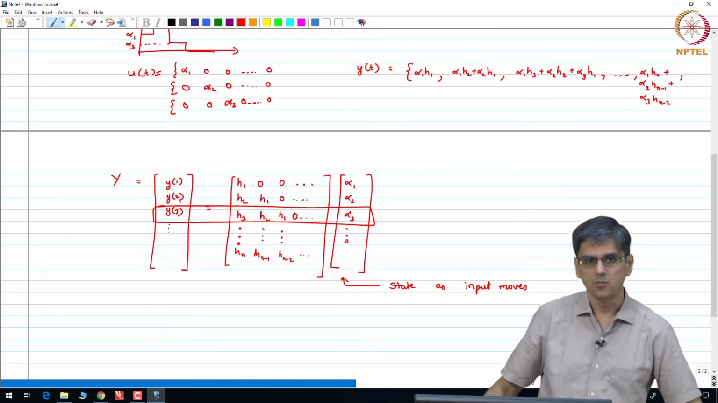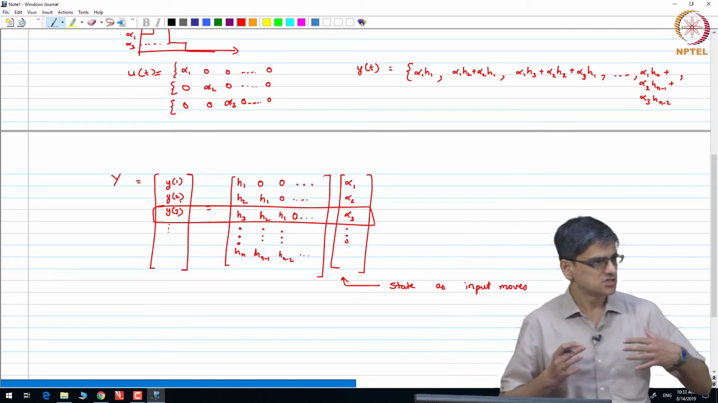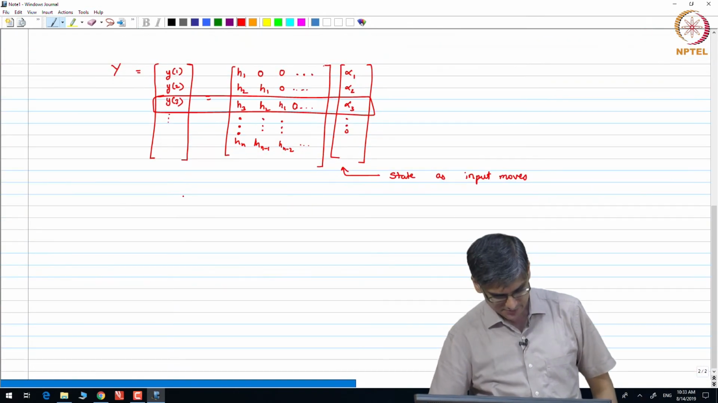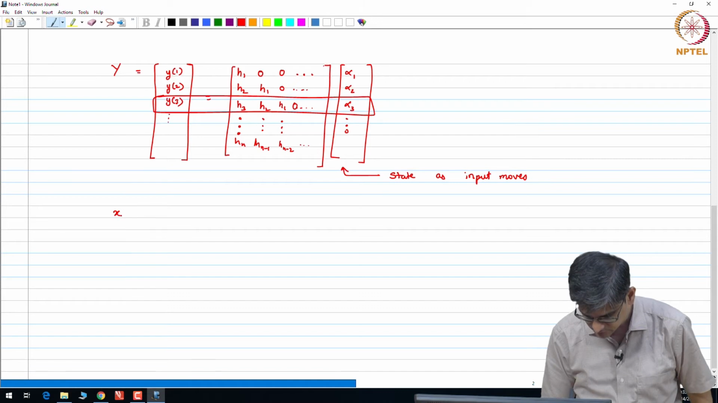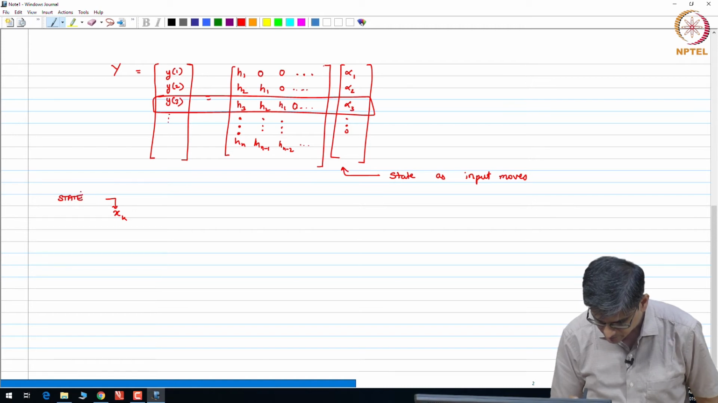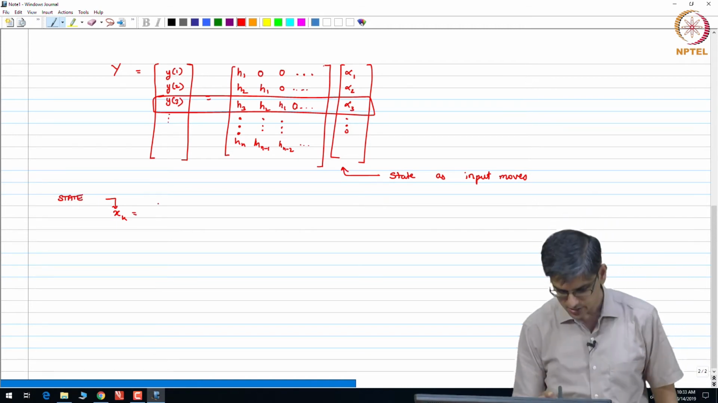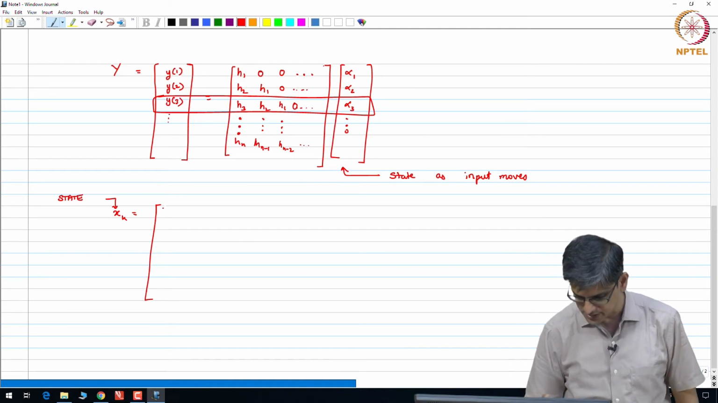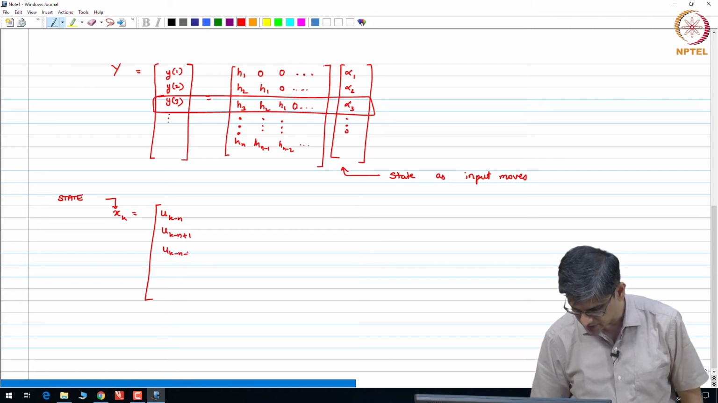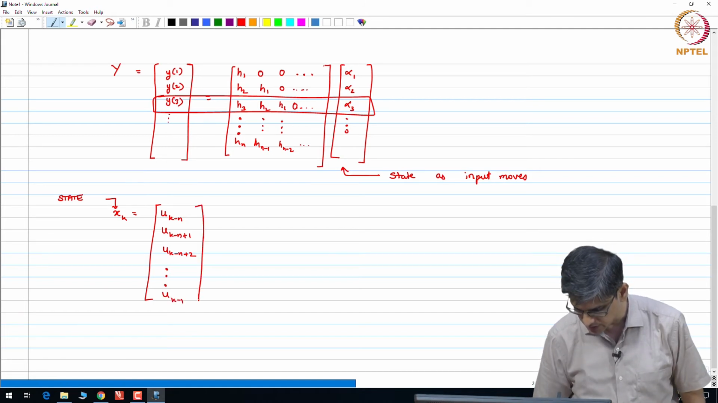Okay. The model needs to be able to start at time 0. So, what we are going to say is that our state is going to comprise of uk minus n, uk minus n plus 1, uk minus n plus 2 and so on up to uk minus 1. Okay.